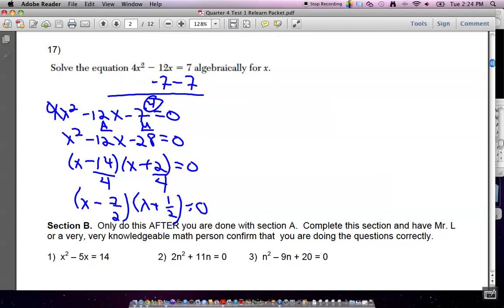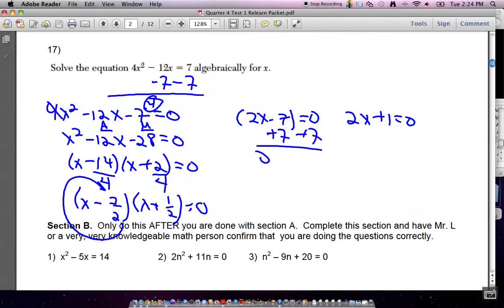So now we got to go to the middle school or junior high school step, around the horn with each of these, and I get 2x minus 7 equals 0, and 2x plus 1 equals 0. Adding 7 to both sides, 2x equals 7, divided by 2, x equals 7 halves. Minus 1 to both sides, 2x is negative 1, divided by 2, x is negative 1 half. So 7 over 2 and negative 1 over 2 are the correct solutions.